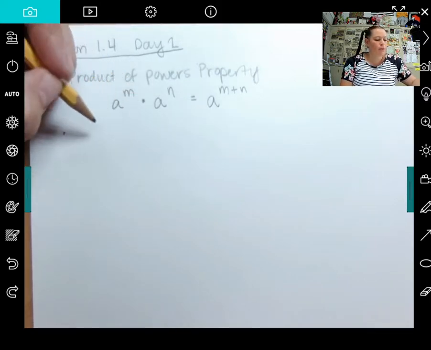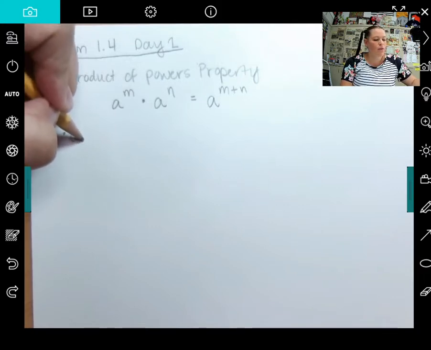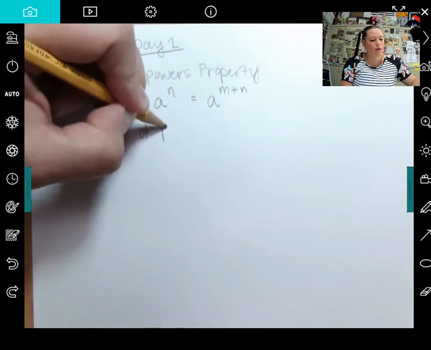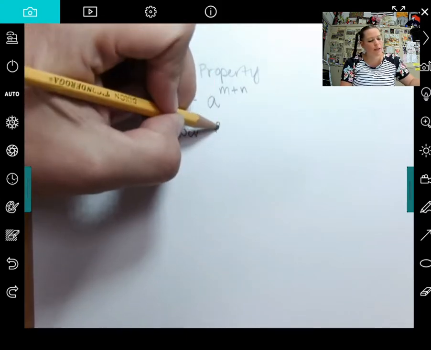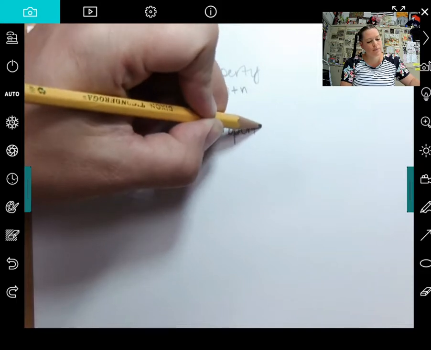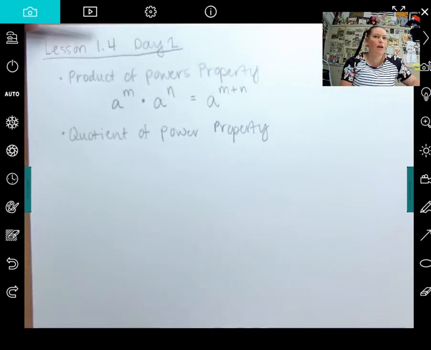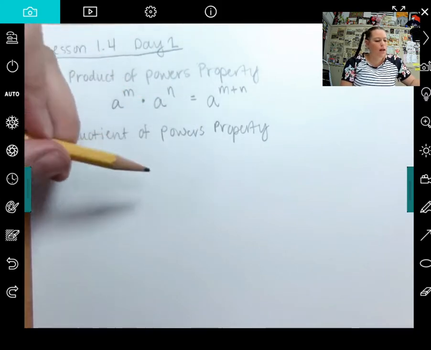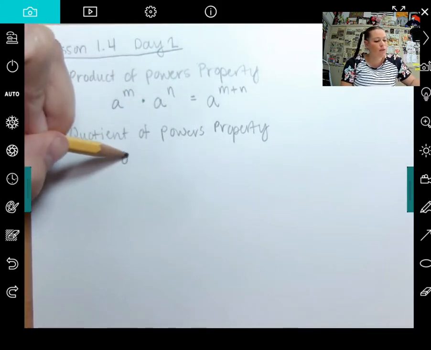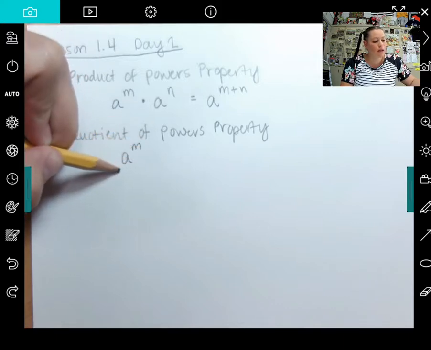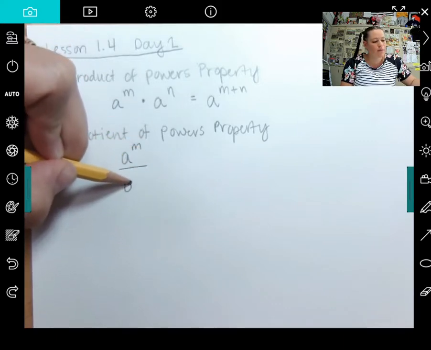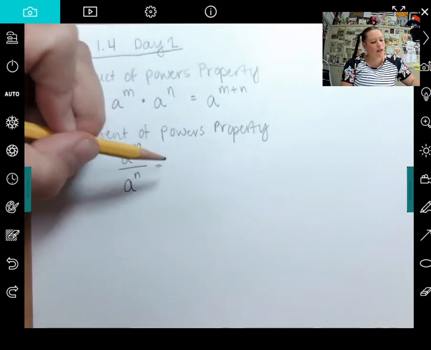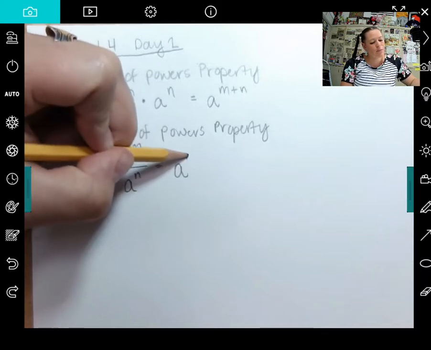The second property that we are going to talk about is the quotient of powers property. The quotient of powers property would say if we had 2 of the same base being divided, so some a divided by some a, and one is to the m and one is to the nth, we would take and combine those by subtracting.